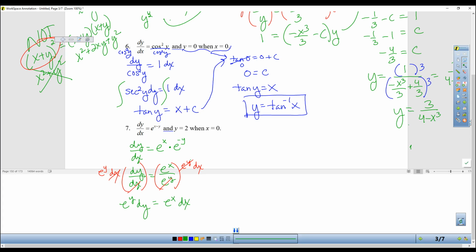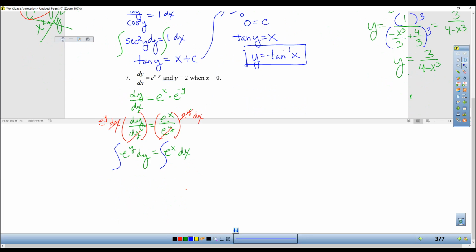Now, do you remember the integral of e to the x dx? It's like one of the best ones ever. It is literally just e to the y and e to the x, which unfortunately also sometimes makes it hard for people. They don't see it. They don't remember that one.